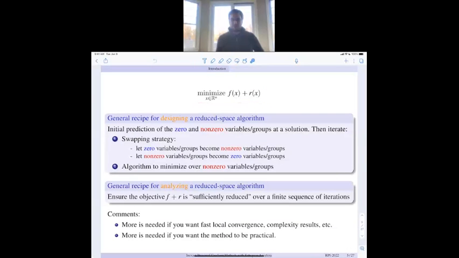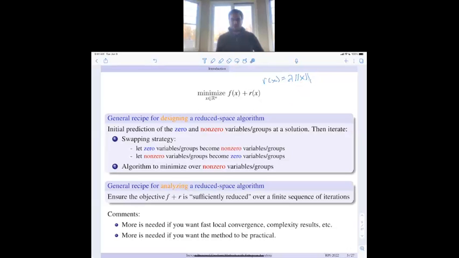So, minimizing f plus r. Okay, the same ideas hold there. If you think of r of x as, say, for now, the L1 norm, well, at the solution some of these variables in x are going to be 0 and some are going to be not 0.